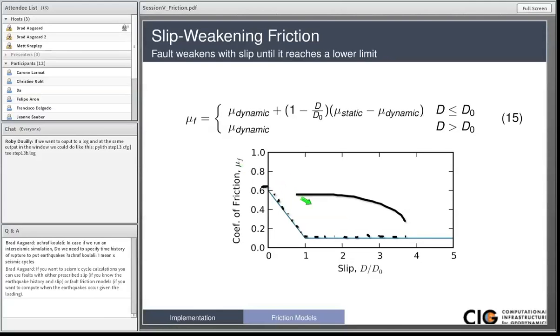In the case of a quasi-static simulation, basically in one time step, I want to follow this down the curve, come out here to whatever value of slip I have, and then at the end of that time step, I want to lock the fault back up, and so I go back up to my static coefficient of friction. In order to do that, I have to play around with what this value of D is and reset it to 0 to get back to my static coefficient of friction.